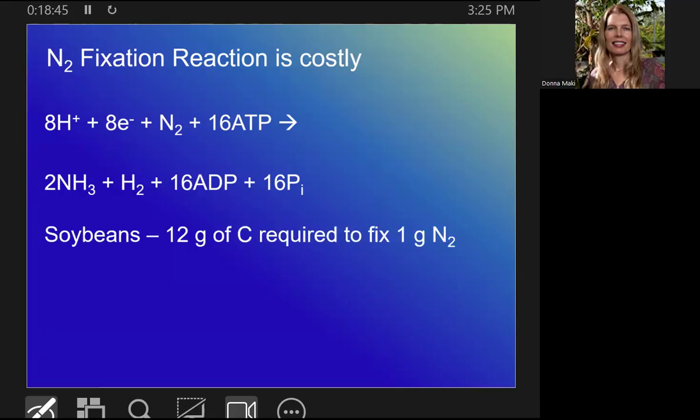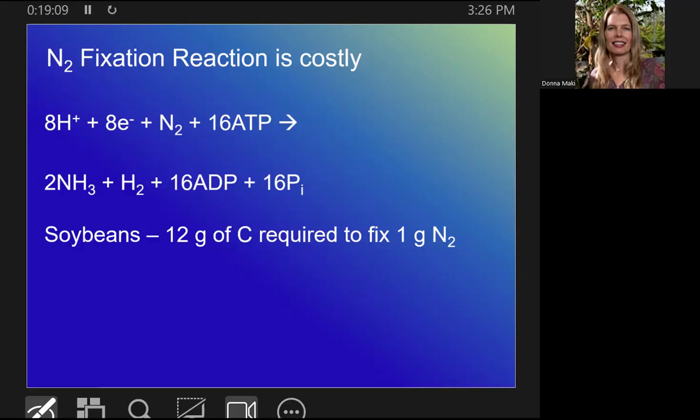But it's not free. And so the way growers often determine how much this costs the plant is they'll look at how much carbon is required in order for this to happen. And again, you don't need to memorize this, but 12 grams of carbon are needed to fix 1 gram of dinitrogen. That's a fair bit of carbon. So it's costly. The point that this slide is making is it's costly.